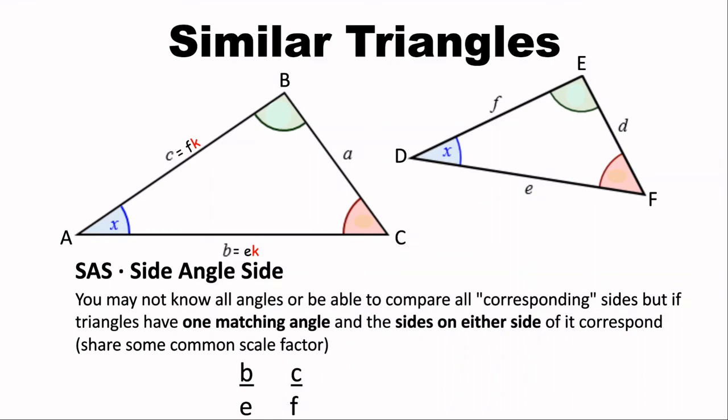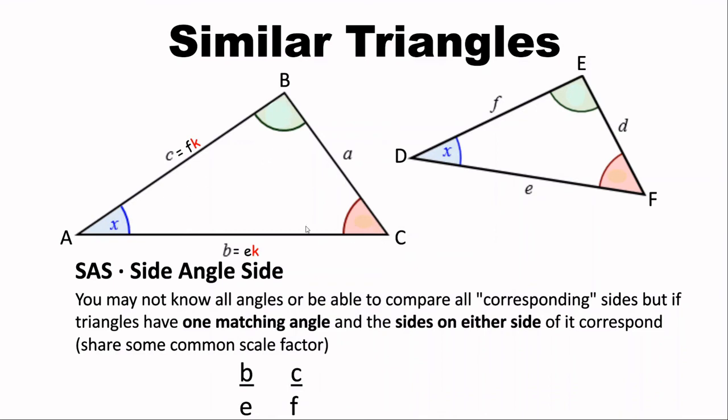So we may not know all angles or be able to compare all corresponding sides, but if triangles have one matching angle and the sides on either side of it correspond, that is, they share some common factor, the scale factor, then we could say that these triangles are similar. So in this example here, I've shown that these two triangles both have a common angle, angle X, but all the side lengths seem to be different.